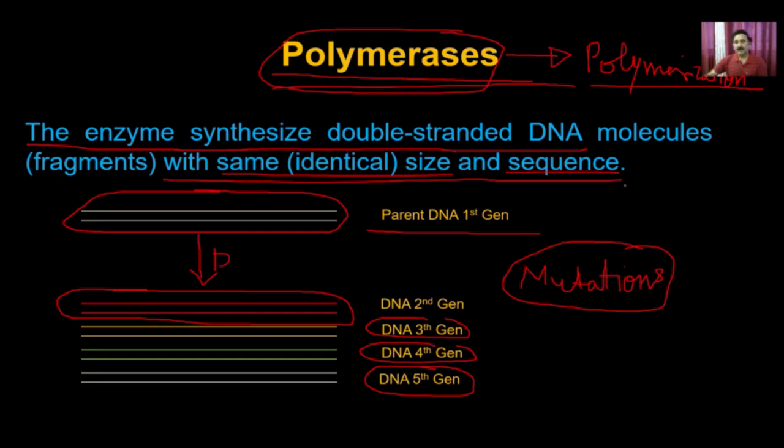Apart from that, the sequence is also very important, because if it is synthesizing some sequences and the sequence is not identical to the parent DNA, it is also going to contribute to acquiring different types of mutations, and these mutations could be life threatening, or they could also affect the physiology of the particular cell.